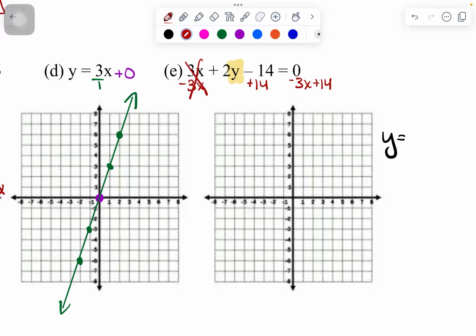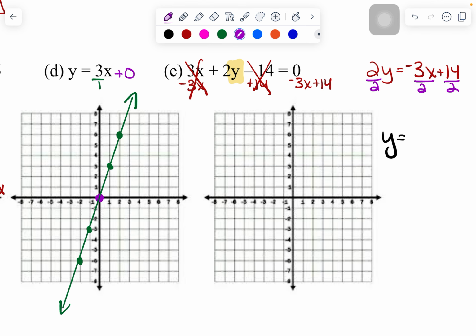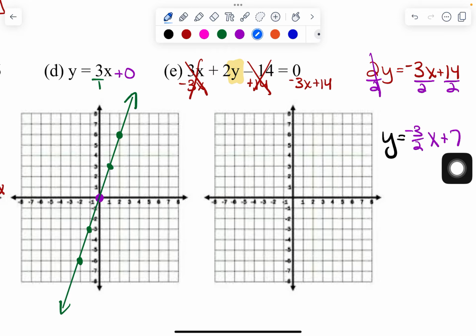So 3x minus 3x, gone. And I'm going to work over here because I got space. So that's going to leave me 2y equals, okay, because -14 plus 14 is going to be gone. So 2y equals -3x plus 14. And I'm going to divide both sides, actually every term, by 2. So 2 divided by 2 leaves me the y I wanted. I've got negative 3 over 2x, and then 14 over 2 is positive 7. So that's the line that I'm going to graph, starting with positive 7 on the y-axis.